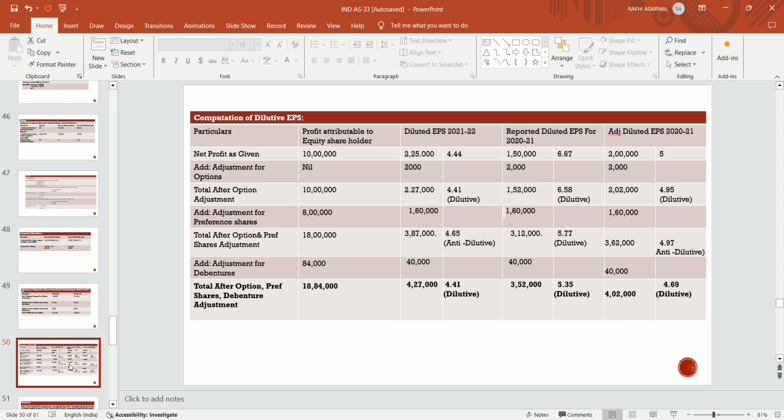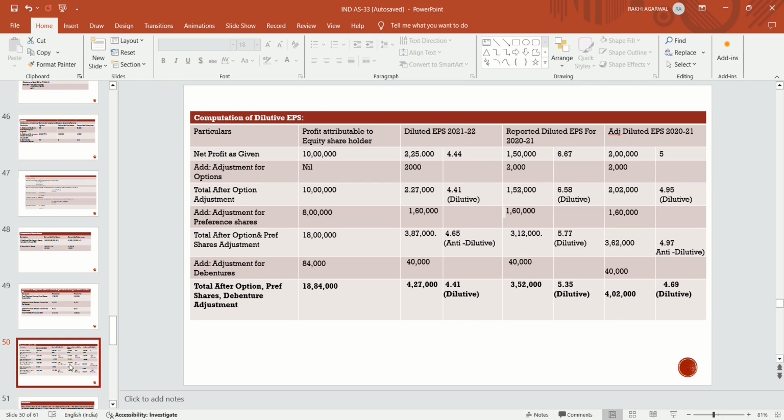Now we will give the adjustment for debenture. Incremental earning in case of debenture is 84,000. So 18 lakhs plus 84,000 becomes 18 lakh 84,000. Number of shares increase in case of debenture is 40,000. So 3 lakh 87,000 plus 40,000 becomes 4 lakh 27,000. After giving the debenture effect, the EPS for the financial year 21-22 becomes 4.41. It is dilutive because it is decreasing in nature, from 4.65 it decreases to 4.41.